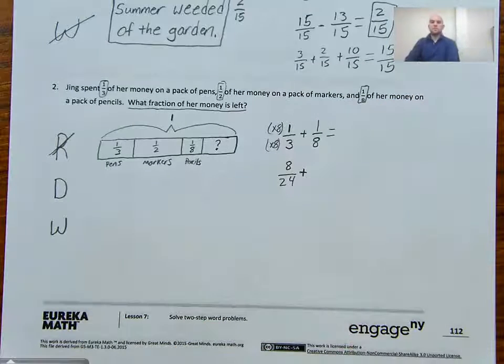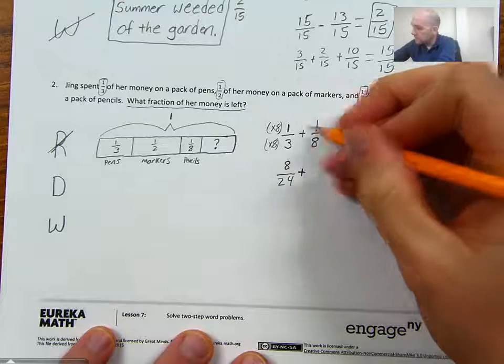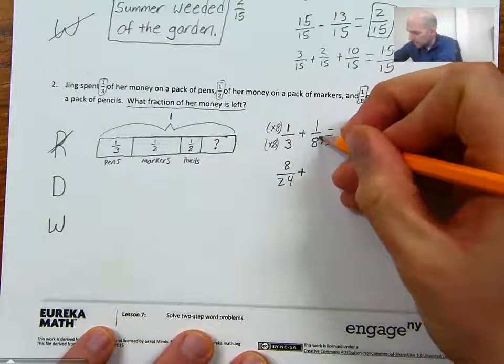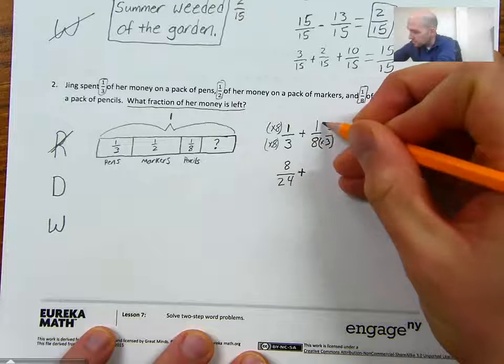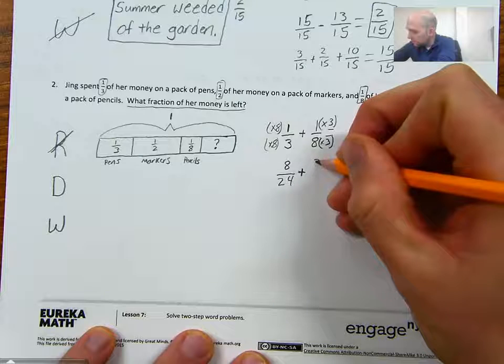And always remember, I can multiply the top and the bottom of my fraction by anything I want. As long as I multiply the top and the bottom of my fraction by the same number, I'm not changing the value of that fraction. It'll just be an equivalent fraction with a different numerator and a different denominator with the same value. So I'm going to multiply this one by 8, but this one I'm going to multiply by 3, because again, I'm trying to get the same denominator for those two. So I have 8 times 3 and 1 times 3, and I get 3 24ths.